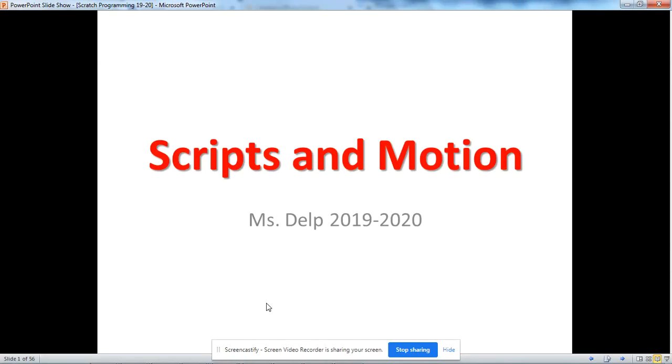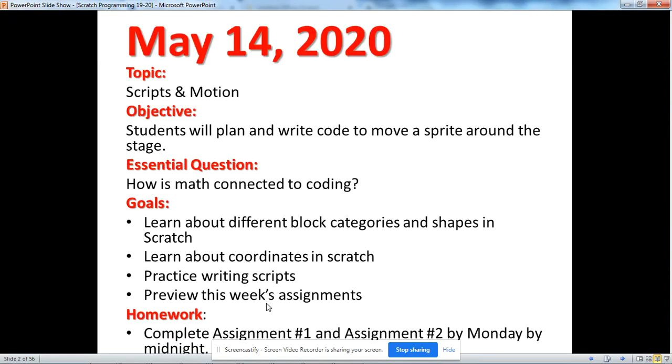So welcome to week 5 of virtual class, and our topic that we're going to be learning about and practicing this week is scripts in motion in Scratch. So if you look at our information for today, May 14th, again, our topic is going to be writing scripts and creating motion in Scratch projects. And our objective, students will plan and write code to move a sprite or graphic around the stage or the area where all the action takes place in Scratch.